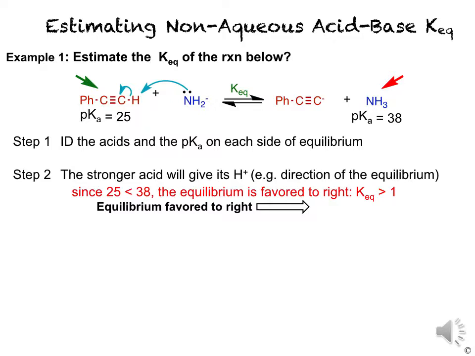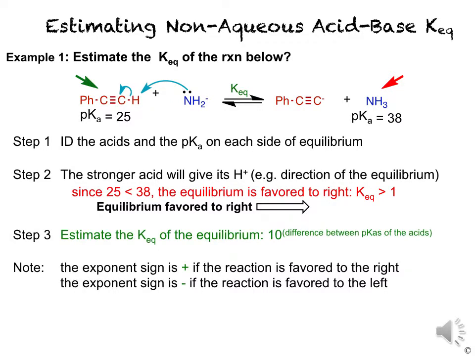Here we're going to talk about the quantitative measure of the estimate of the KEQ. And so what we're going to do is take 10 to the difference. The KEQ is going to be 10 to the difference between these two pKa's. So this is 10 to the 13th is that difference. Now we need to be able to say, well, is that a plus 13 or minus 13? We've already said the KEQ is favored to the right. So that means that the exponent of the 10 for that KEQ is going to have to be positive.